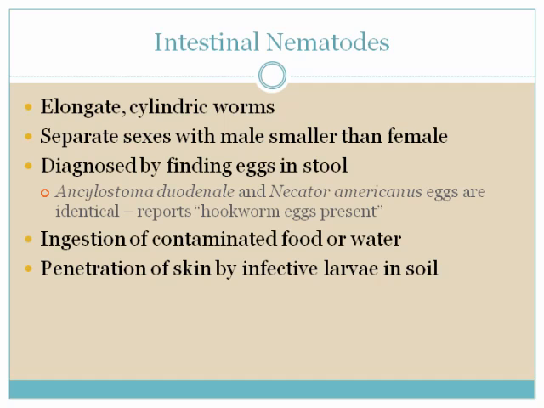Intestinal nematodes are very cylindrical worms. There are separate sexes, with the male being smaller than the female, and these are diagnosed by finding eggs in the stool. We have two organisms that actually cause disease in humans, but they're referred to as hookworms. These are Ancylostoma duodenale and Necator americanus. The eggs are identical, so when you see them, instead of reporting the organism, you're actually just going to say hookworm egg.